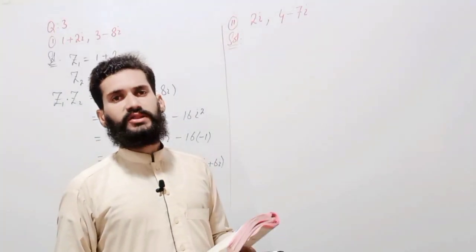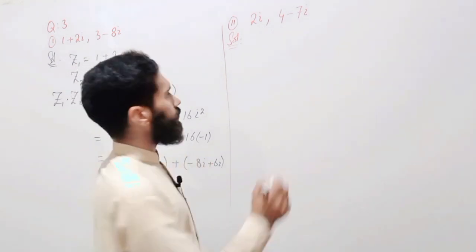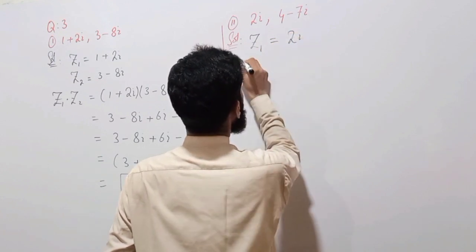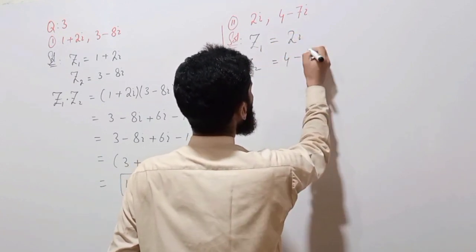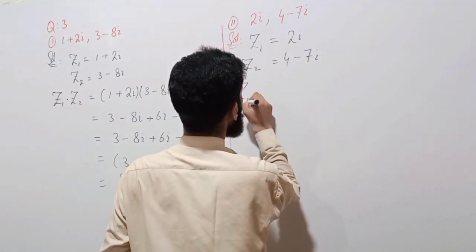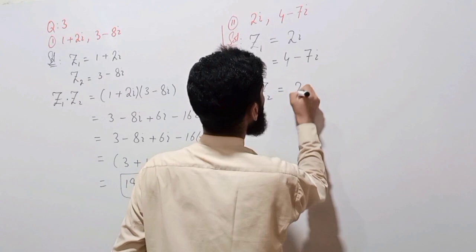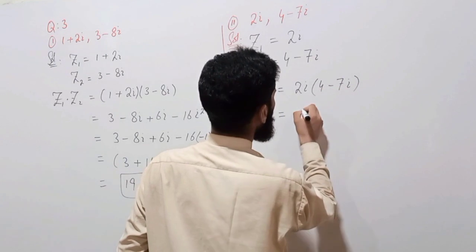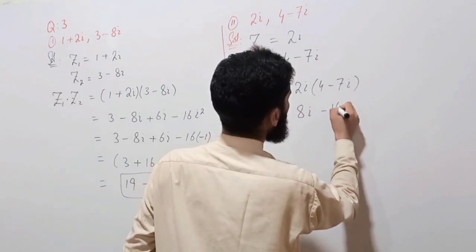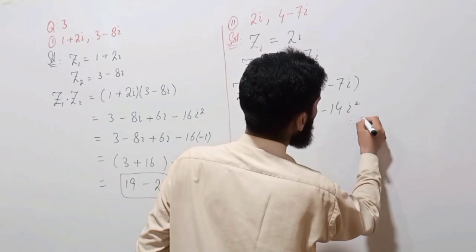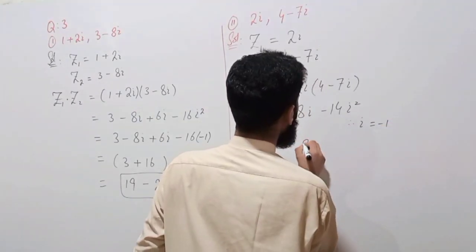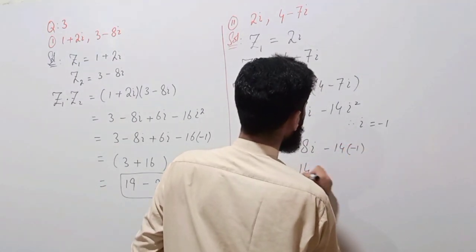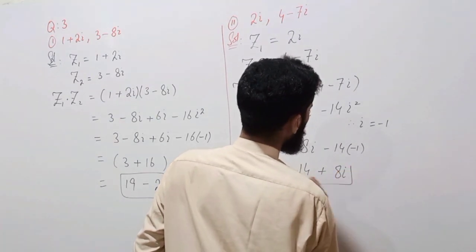Next part: 2 iota, comma, 4 minus 7 iota. We name Z1 is equal to 2 iota and Z2 is equal to 4 minus 7 iota. The multiplication Z1 times Z2 is 2 iota multiplied by 4 minus 7 iota. 2 fours are 8 iota minus 14 iota square. We know that iota square is equal to negative 1. So 8 iota minus 14 times negative 1. So 14 plus 8 iota is the required result.